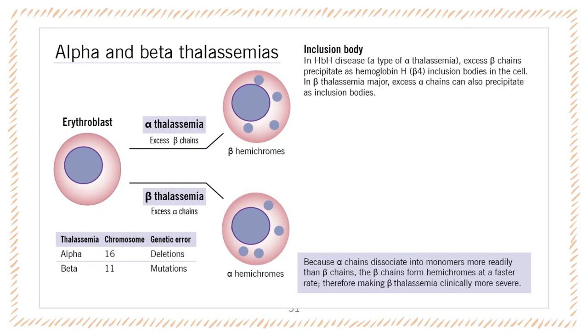So if you see in alpha thalassemia, there is excess presence of beta chains, and in beta thalassemia, there is excess presence of alpha chains. These will get precipitated and deposited as inclusion bodies, and they will subsequently cause the red blood cell to become hemolyzed.